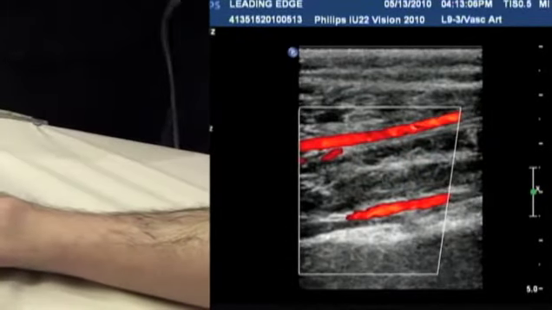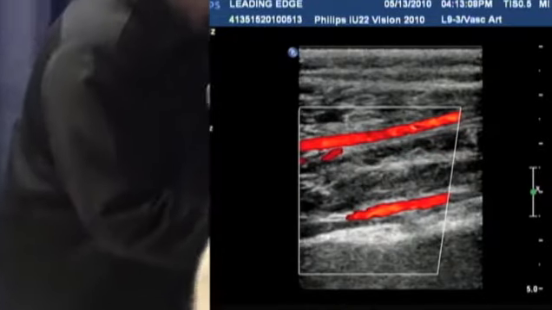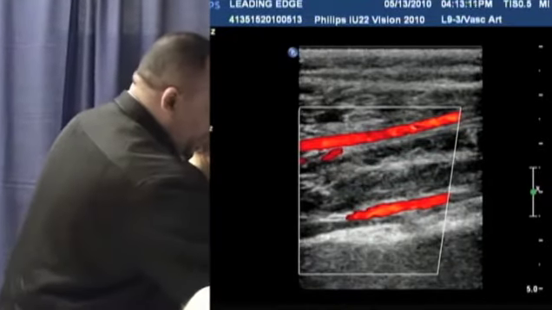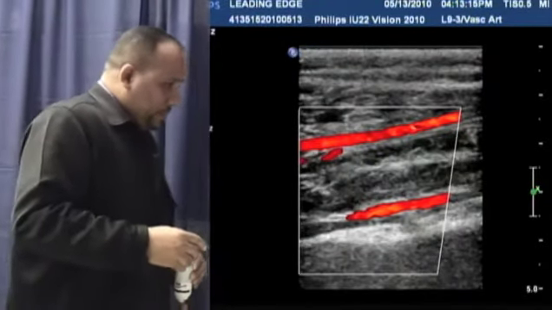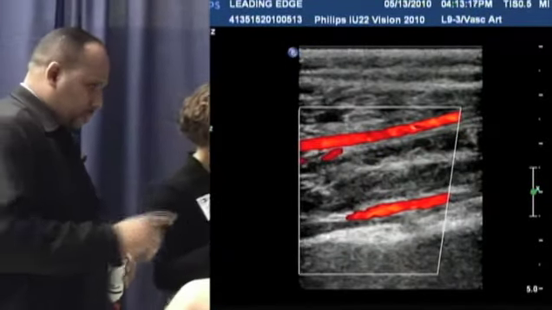Now what I'm going to do is switch over to a higher frequency transducer to evaluate those vessels in the foot where they tend to be more superficial. And so am I using the 12.5? Thank you very much.